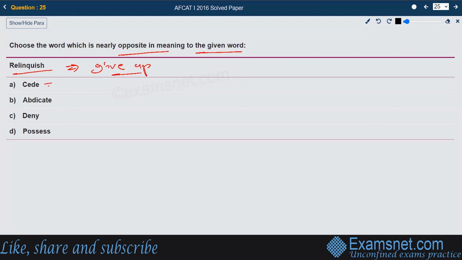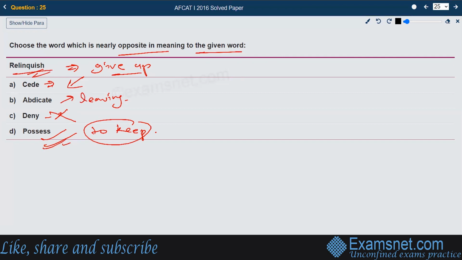So the first word is cede. Cede again means leaving something or giving up something. Abdicate again means leaving or giving up something. Deny is refusal, not to accept is called deny. So that cannot be the opposite. So the right word is possess. The word possess means to keep something with us. So the right opposite of the word relinquish is possess, to keep with ourselves.